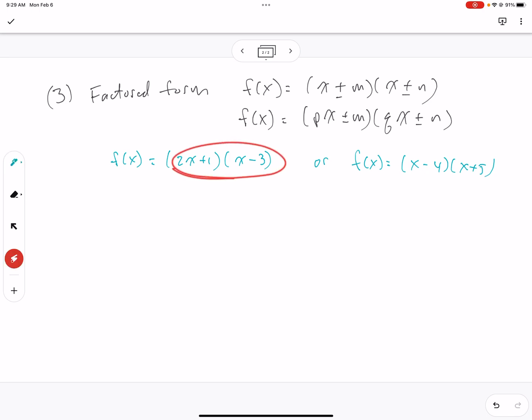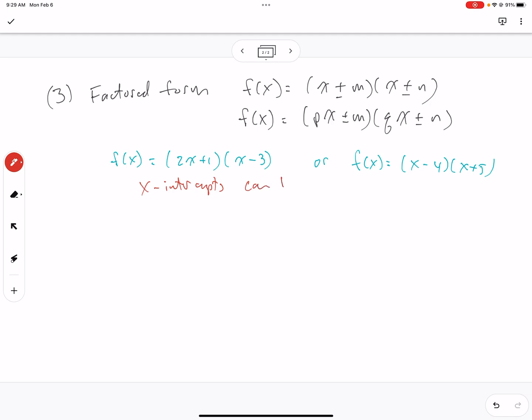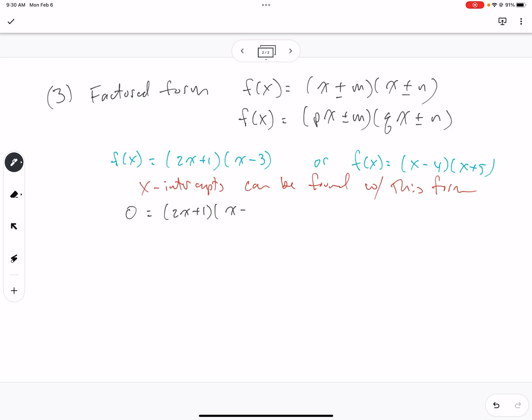And the reason we like factored form is because it helps us find the x-intercepts. X-intercepts can be found with this form. Okay, so what does that mean? The x-intercept is simply where y is equal to 0. So if I know where this whole thing is equal to 0, then I'm good.